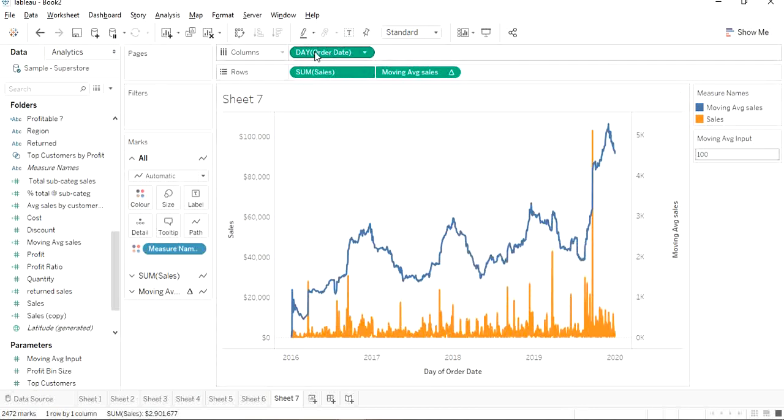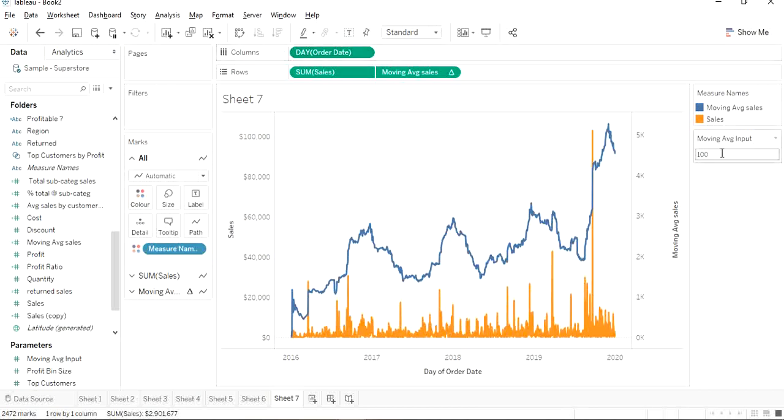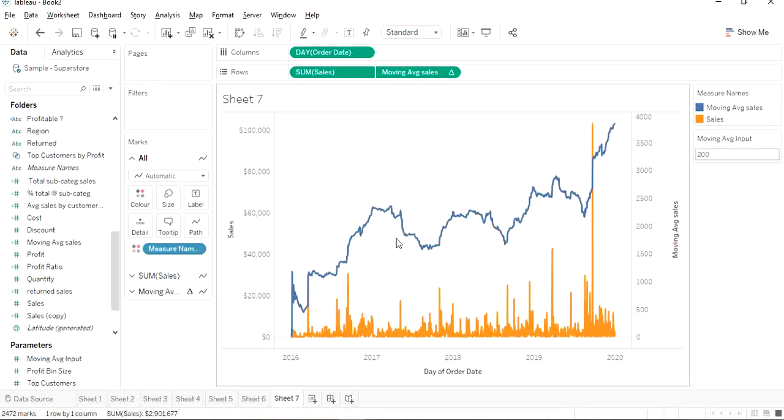Now it all depends upon what date I have chosen here. So I have day or month. Whatever I have chosen here, my moving average will also go as per that selection. So now it is day, so the moving average is also for 100 days. Earlier it was months, so the moving average was for 100 months. Now it's day. Now if I change it to let's say 200 days, the more moving average days I take, the more smoothened it will become.